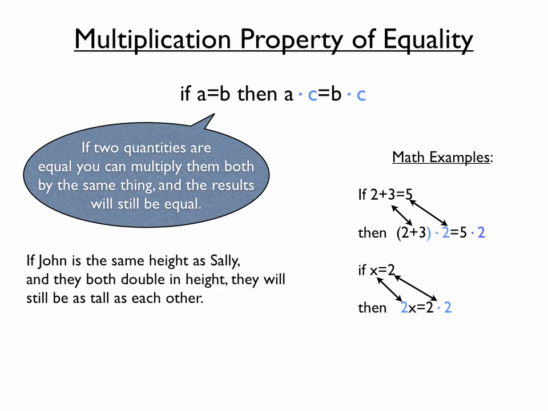If x, some variable, starts out equal to 2 and I double it, I get 2x, and if I double 2, I get 2 times 2. I can multiply both sides of an equation by the same thing, and the results are still equal to each other.